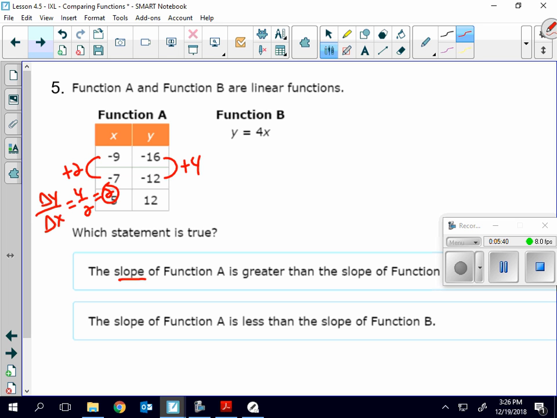And the slope of B is right there, 4. So it looks like A is smaller than B. Which one says A is less? That's this one. Okay.